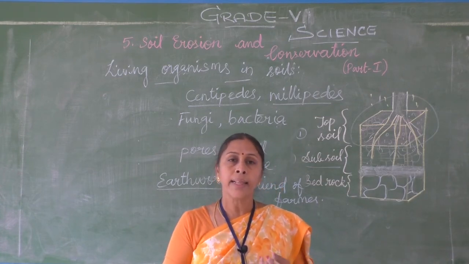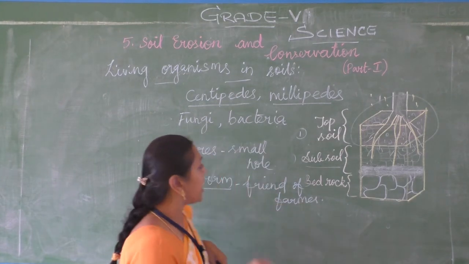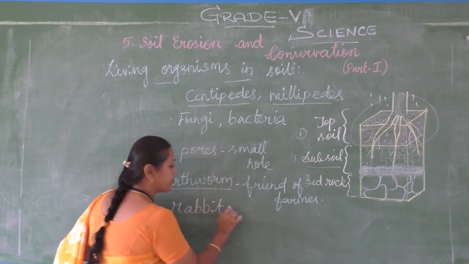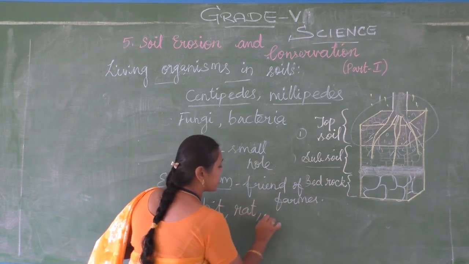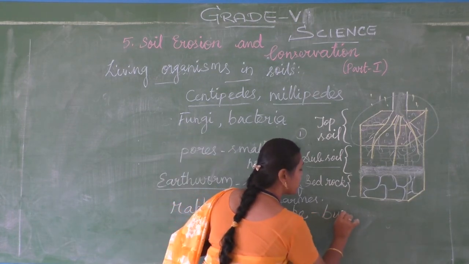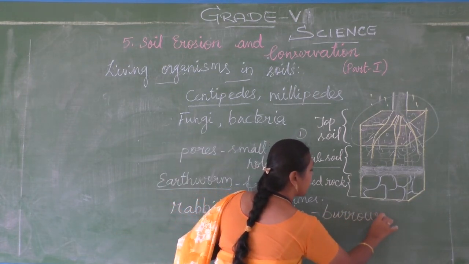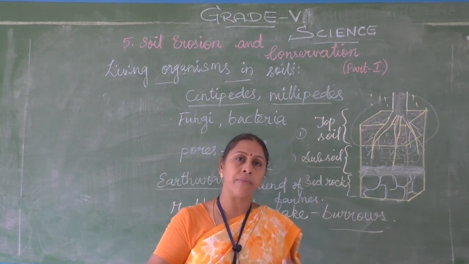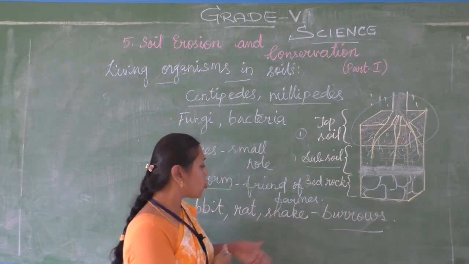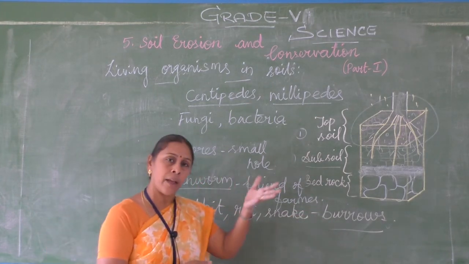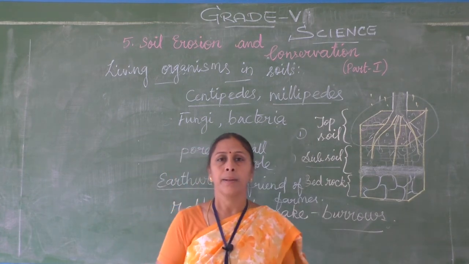And another known examples like rabbit, rat, snake, everything make burrows. Burrows means what? The living place of these animals, making holes deep into the earth and they will live inside. So making burrows in the soil, these animals like rabbit, rat, snake, everything live in the soil.